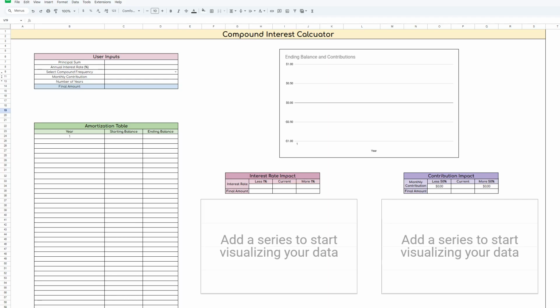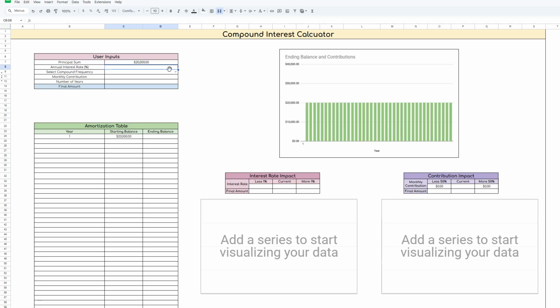So simply to operate the sheets, on the top portion here in the user inputs, we're going to enter our principal sum. If you are starting from zero, this would be zero. If you're starting with some set amount of money, maybe $20,000, you would enter that here.